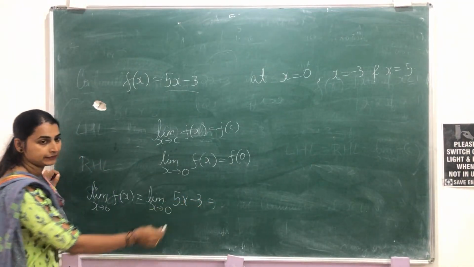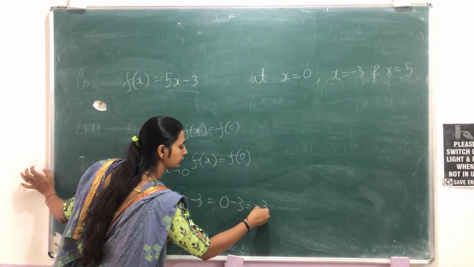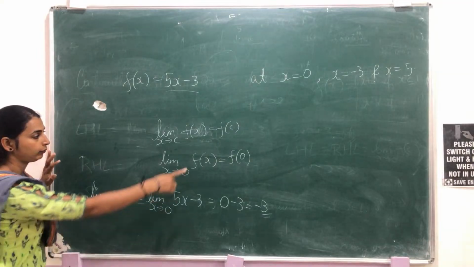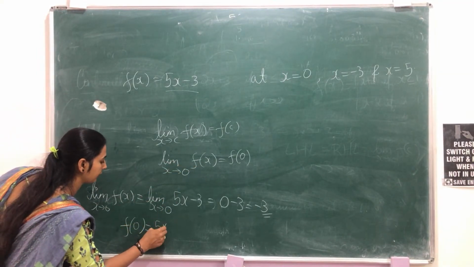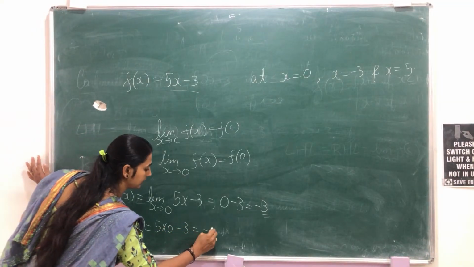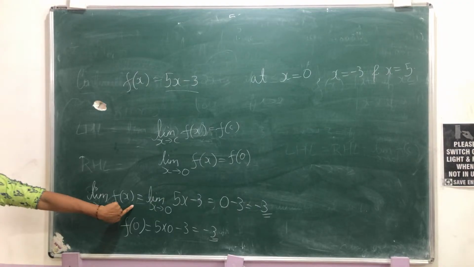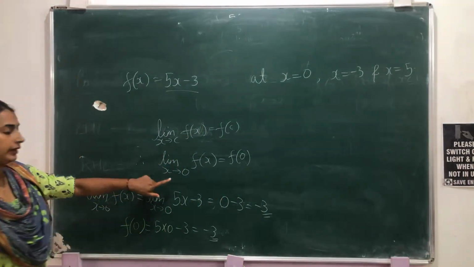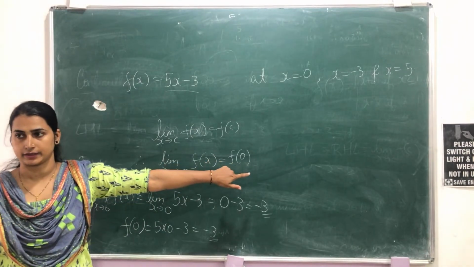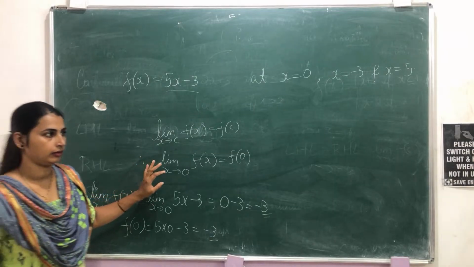X I need to replace with 0. 5 into 0 minus 3, which is equal to minus 3. And what is f of 0 in the question? 5 into 0 minus 3, that is minus 3. So this is also minus 3, this is also minus 3. Therefore, you will get this. Limit x tends to 0, f of x is f of 0. Hence, it is said to be continuous. Understood? Got it?